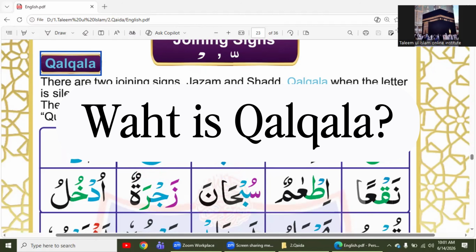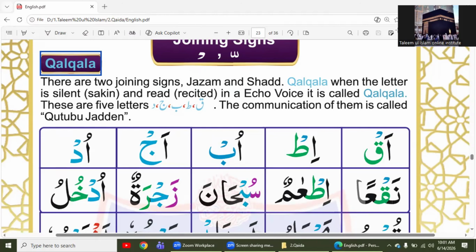What is qalqala? Qalqala is an echo voice. It is on five letters: Qaf, ta, ba, jim, dal. When we do qalqala on them, when they have a jazm or sukoon on them.